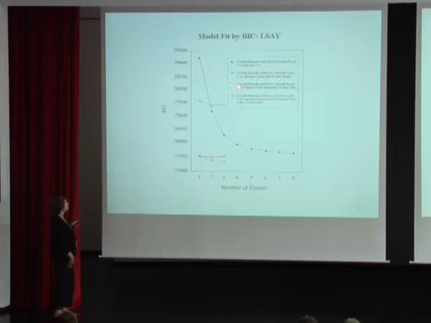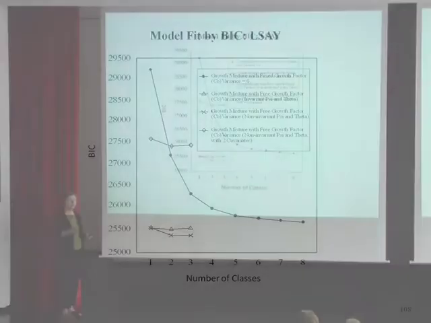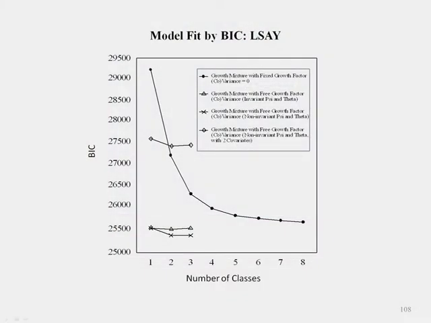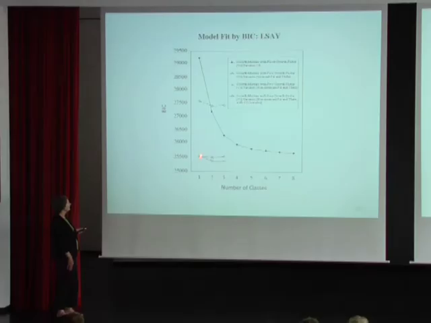When we then go on to the next situation, down at the bottom here, we allow the full GMM model where the growth factor variances and covariances are both free and unequal across classes. So each class has a different set of variances and covariances. And here you see we hit a minimum pointing to 2 classes.